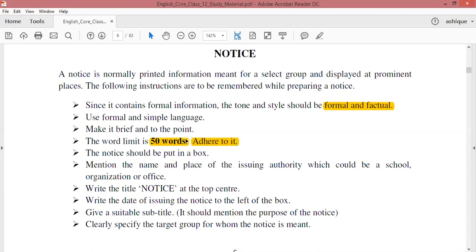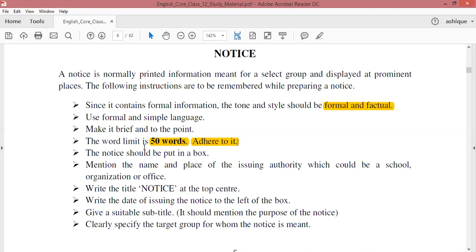A word more or less can be manageable, but two less and two more is not. If 50 words have been asked and you complete it within 38 or 40 words, and you have covered all the points, then it is fine, sometimes acceptable. But if you have not covered all the points and completed your notice within 38 to 40 words, you will definitely lose marks.